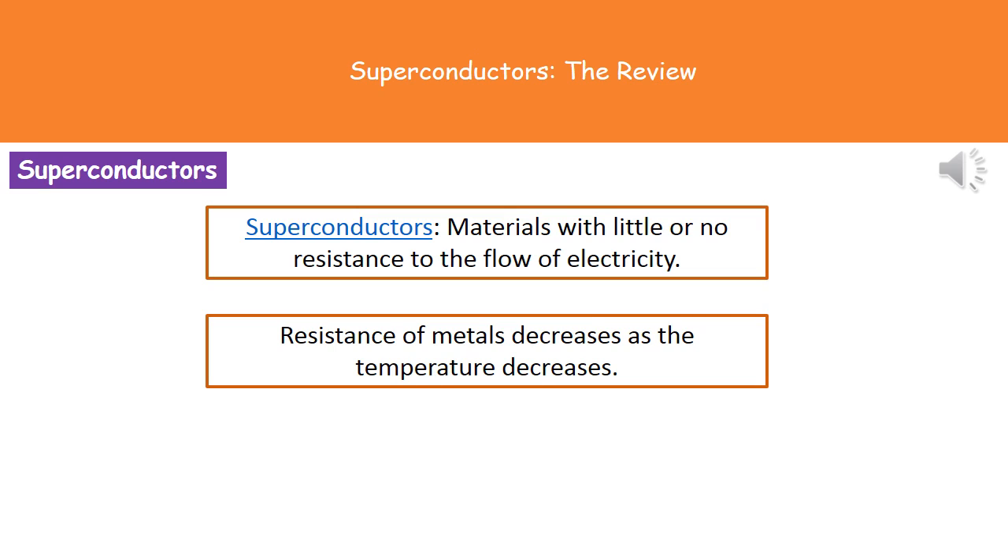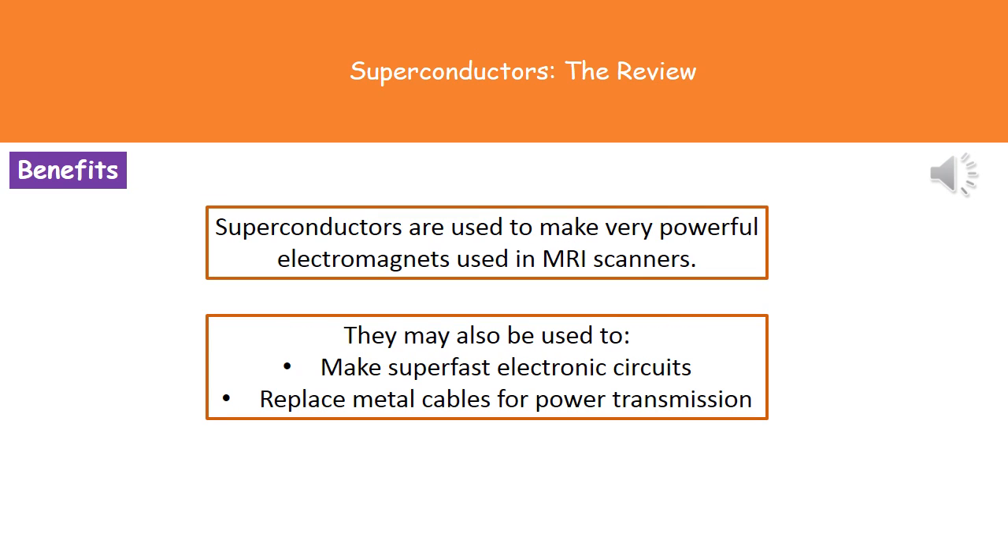One of the places that we're using these superconductors then is to make very powerful electromagnets in those MRI scanners that people use to view the insides of bodies in medicine.